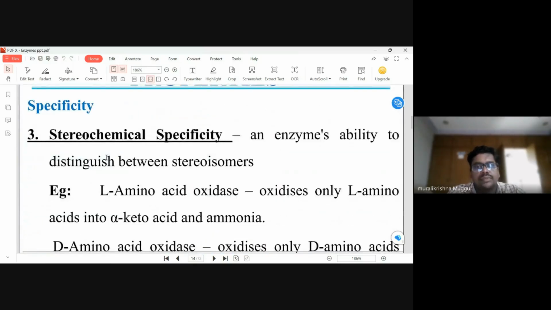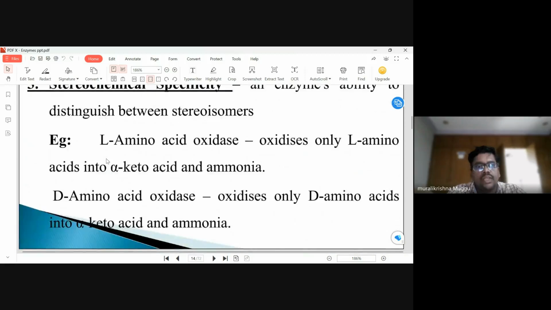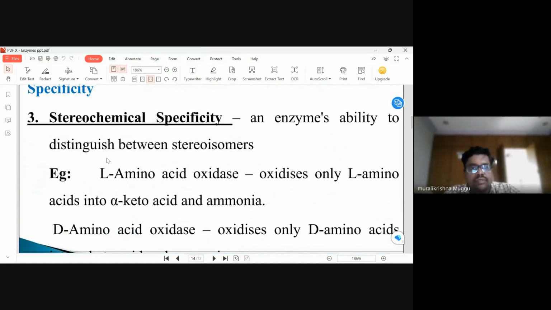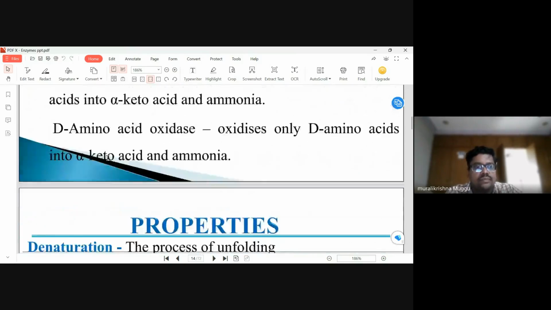Stereochemical specificity is an enzyme's ability to distinguish between stereoisomers. L-amino acid oxidase oxidizes only L-amino acids into alpha keto acid and ammonia. D-amino acid oxidase oxidizes only D-amino acids into alpha keto acid and ammonia. Stereochemical specificity means an enzyme's ability to distinguish between the stereoisomers.